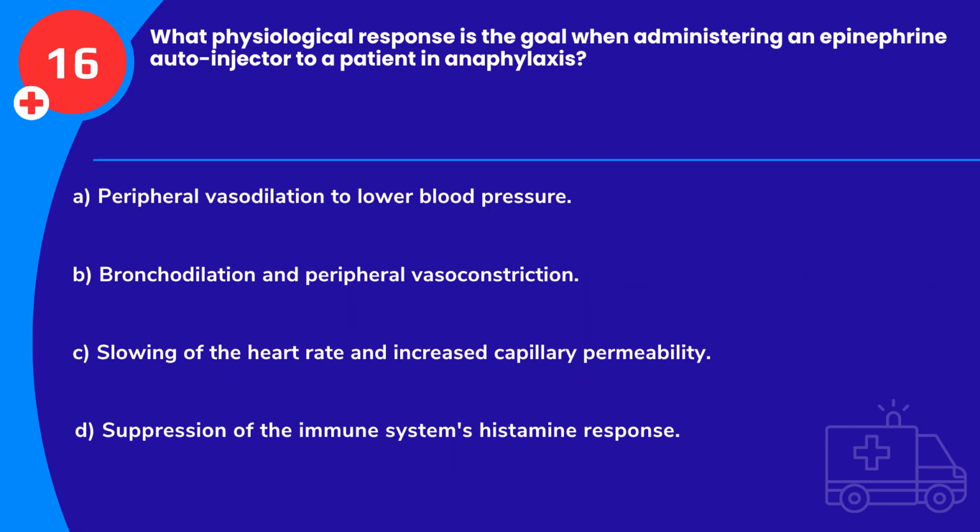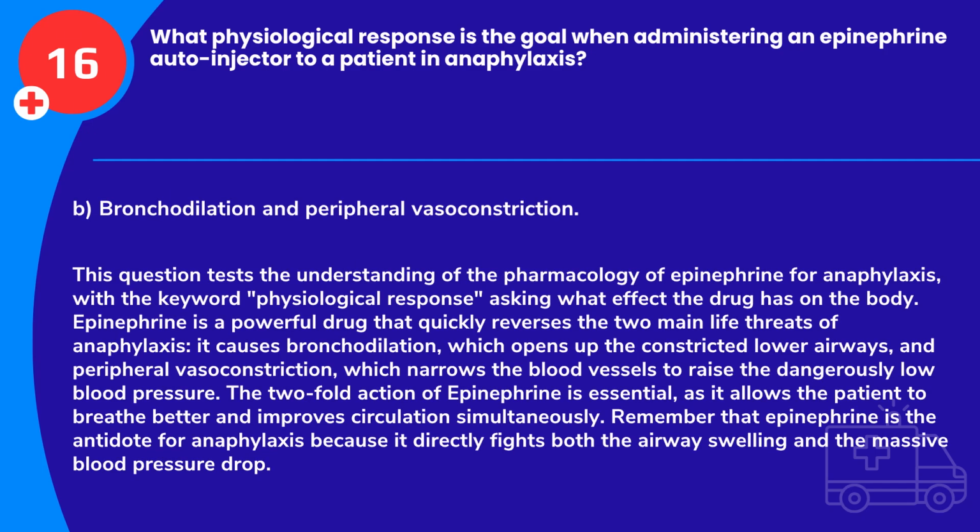Question 16. What physiological response is the goal when administering an epinephrine autoinjector to a patient in anaphylaxis? A. Peripheral vasodilation to lower blood pressure. B. Bronchodilation and peripheral vasoconstriction. C. Slowing of the heart rate and increased capillary permeability. D. Suppression of the immune system's histamine response. Answer: B. Bronchodilation and peripheral vasoconstriction.